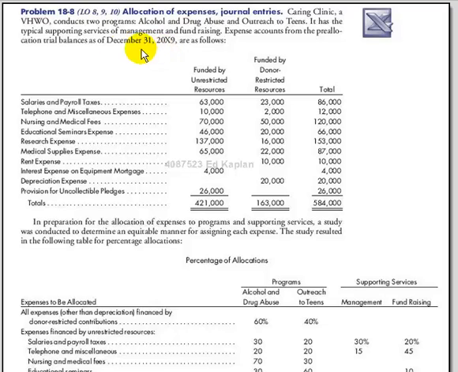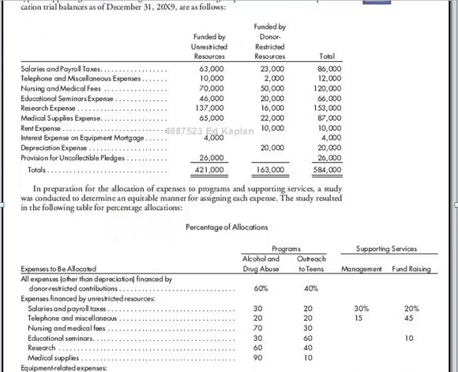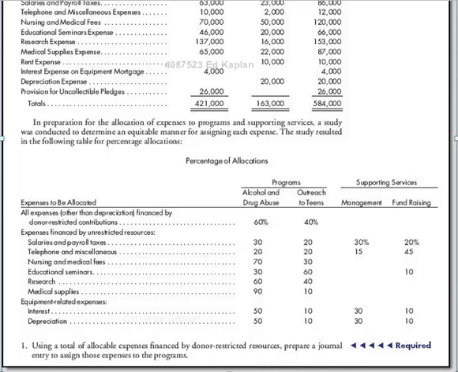Expense accounts from the pre-allocation trial balance as of the end of the year are provided here. Okay, so we've got funded by unrestricted resources and then funded by donor restricted resources for a total of $584,000. Now, in preparation of the allocation of expenses to the programs and the supporting services, Caring Clinic conducted a study to determine an equitable manner of assigning each expense, and the study resulted in the following table for percentage allocation. So let me slide this a little bit and we can see what that table showed.